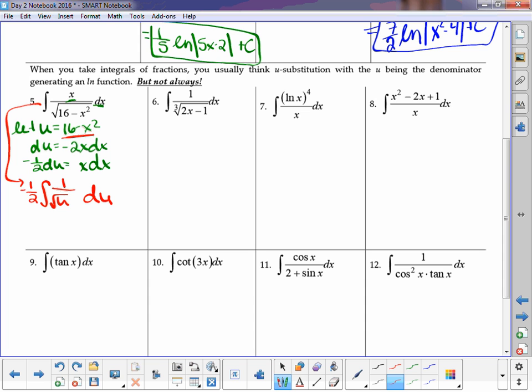Is that going to be negative 1/2 natural log of the absolute value of square root of u? No. This is just the same thing as negative 1/2 integral of u to the negative 1/2 du. We've done that a million times now. How do we do our antiderivative of that?